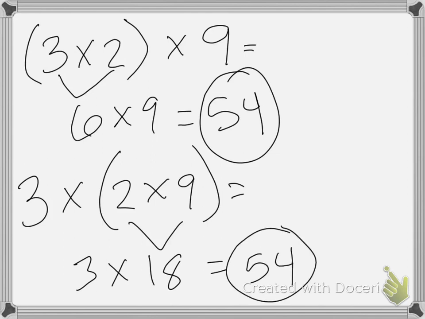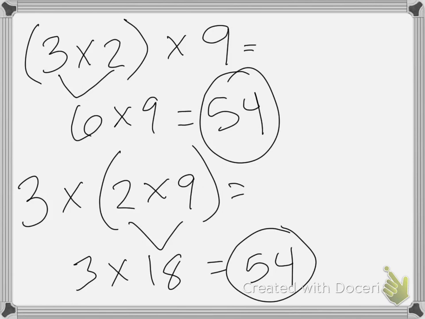Now you notice that the answers to both of these problems are the same, because we are multiplying the same 3 numbers. The only difference is the order in which we multiply the factors. Mathematicians call this the associative property of multiplication, which means you can multiply numbers in any order and get the same answer if you are only multiplying.